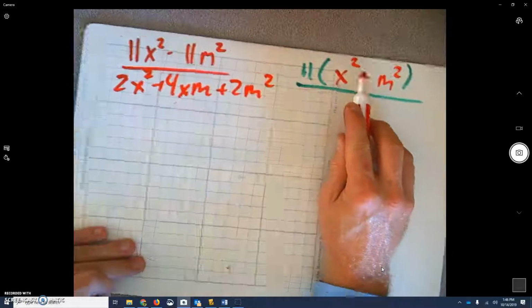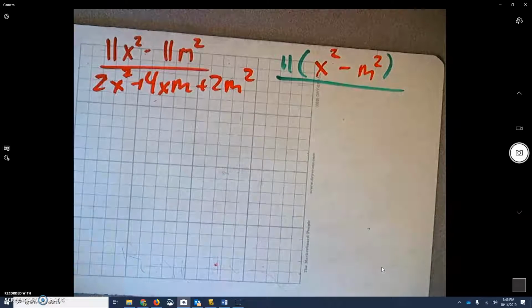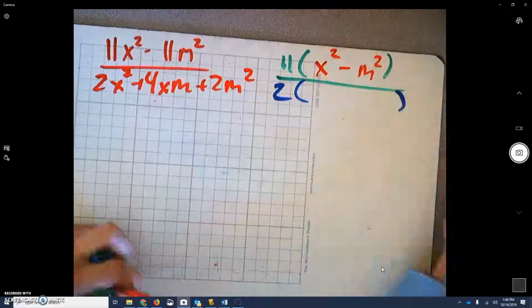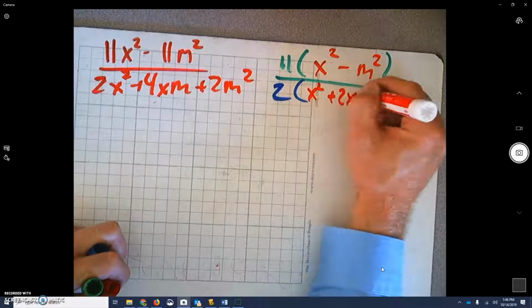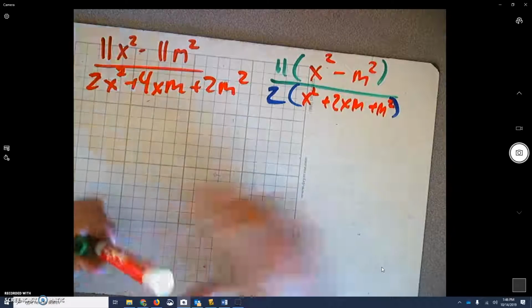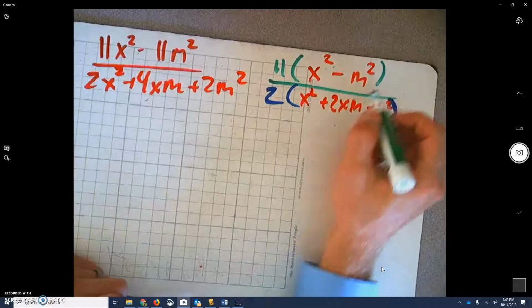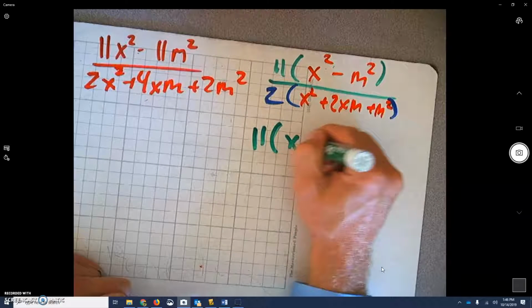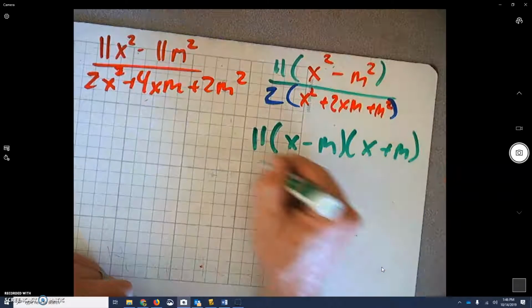That's a difference of two squares, so we're going to be able to refactor that in a second. And then our bottom, we can pull out a 2 out of everything. What's left over, we get x squared plus 2xm plus m squared. Like I said, we're not done. We still need to factor both the top and the bottom. The top we can factor because it's a difference of two squares. So we're going to get x minus m and x plus m.